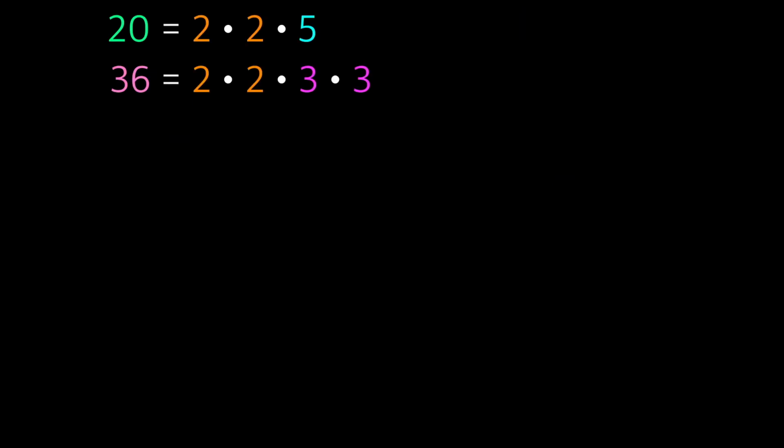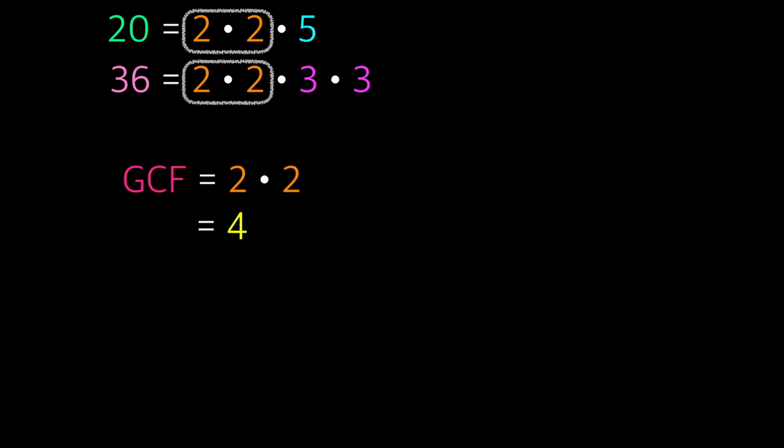When it comes to actually getting the greatest common factor, it's basically comparing factors from both 20 and 36 and seeing if they have common factors. So for our example, we have 2 times 2 in both 20 and 36, which means our greatest common factor is 2 times 2, which is 4.